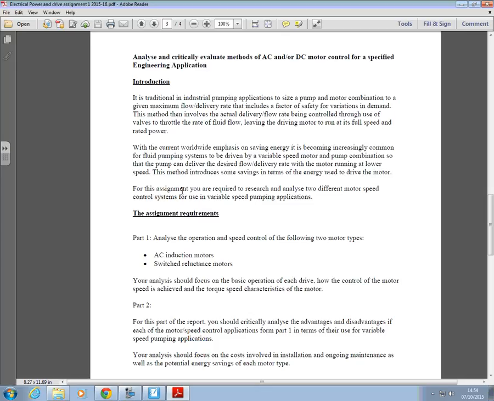For this assignment, you're required to research and analyse two different motor speed control systems for use in variable speed pumping applications. Okay. You've got 1,000 words here. It's not very many to cover two pumping systems and apply it to an application. So you're going to have to be really good at restricting and getting to the point. I will say words in tables don't count. That doesn't mean put everything in a table so none of them count.